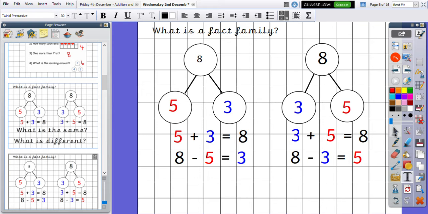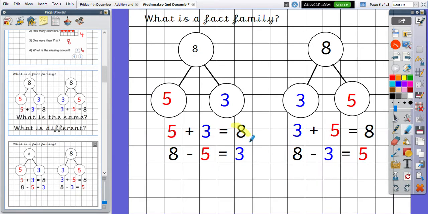Now, we all know that with a subtraction sentence, our biggest number needs to come first. So with my numbers, my biggest number is going to be my 8. So when I am dealing with subtraction, my 8 is going to come first. Now, I've used my 8 already, so I have 2 other numbers that I can use. I have gone for 5 first, so I've gone 8, take away 5 equals 3.